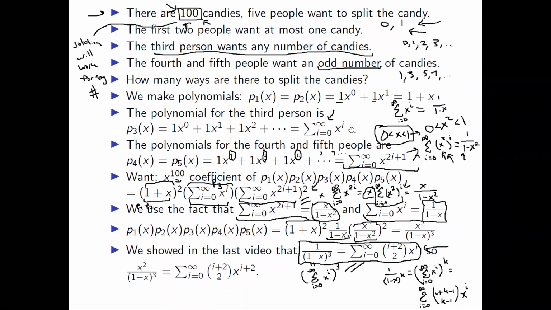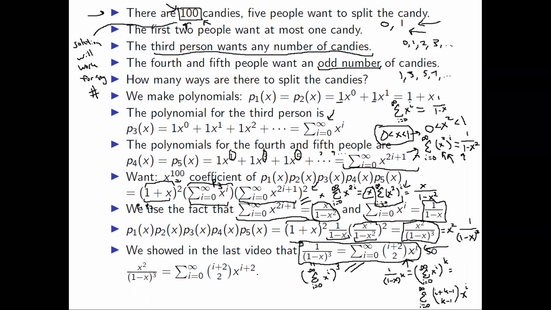So since we know the polynomial for 1 over 1 minus x quantity cubed, and we're trying to get the polynomial for x squared over 1 minus x quantity cubed, we can write that as x squared times 1 over 1 minus x cubed. And we know the polynomial for 1 over 1 minus x cubed. So we can take that polynomial and just multiply it by x squared.